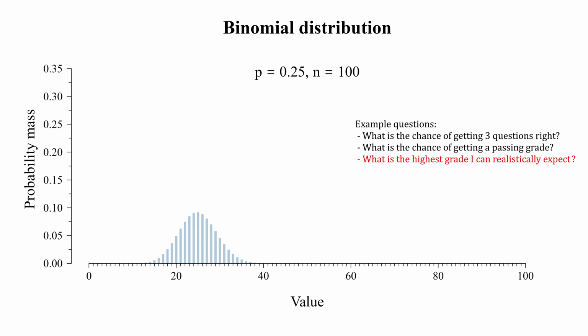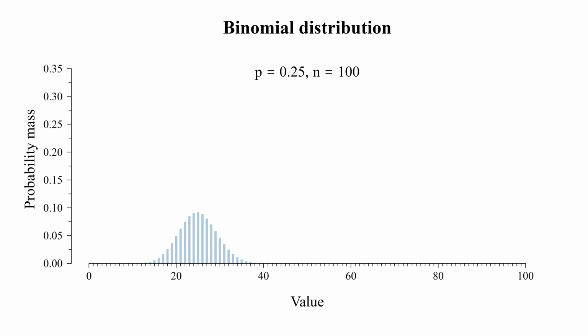Because of that, the highest grade you can expect has also decreased. If you take realistic to mean at least a 5% chance, you can now expect to answer at most 32 questions correctly. And even if you go with a 1% chance, you can still expect to answer no more than 35 questions correctly. More generally, the larger the number of trials, the closer you can expect to be to the actual probability of success.